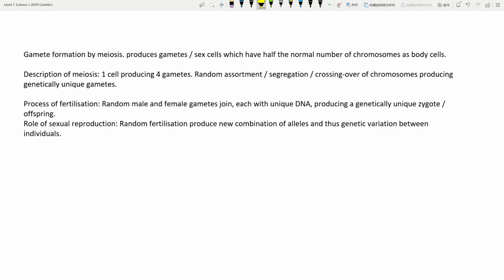Now, gamete formation. So let's look at this. What's sexual reproduction? First thing first, we're looking at gamete formation by meiosis. We make gametes, which are half cells. They have half the number of chromosomes, and you can even talk about one cell producing four, but because of random assortment and the crossing over of the chromosomes, they produce genetically unique gametes. Then these random gametes each randomly join together, each with unique genetic information, and they produce a genetically unique zygote, or an offspring, or an individual.